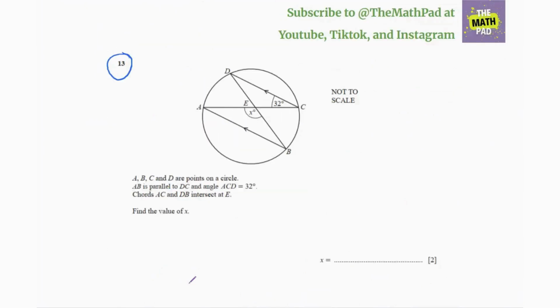Then A, B, C, and D are points on a circle. AB is parallel to DC and angle ACD is 32. Chords AC and DB intersect at E. We have to find the value of X.